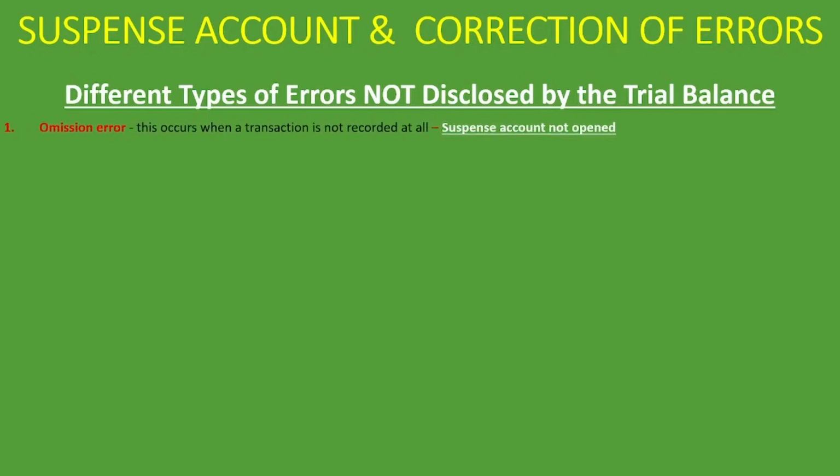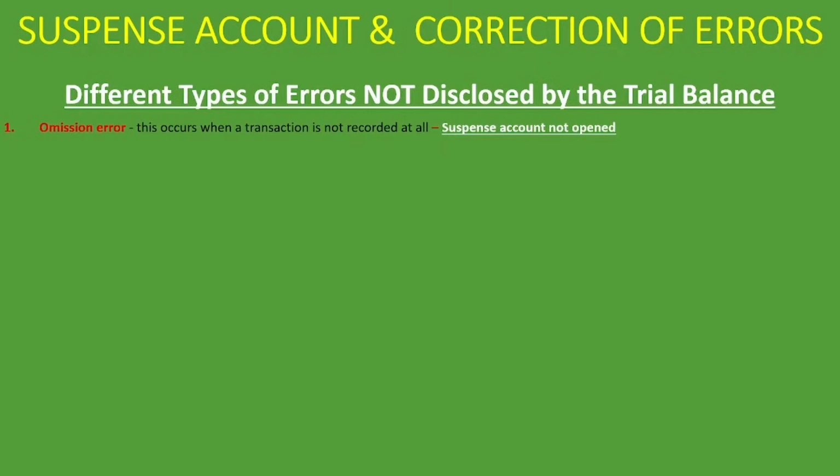Well, the first one we're going to look at here is the omission error, or the error of omission. This occurs when a transaction is not recorded at all. All right, so this is the omission error, or we have omitted completely recording this transaction. That's why this type of error would sometimes be called complete omission error, meaning you have not recorded the transaction at all. So let's say you've just paid 20,000 Rand to your supplier, which you owed him because he took some goods on credit, and you forget to record the transaction altogether. Well, that would be an omission error.